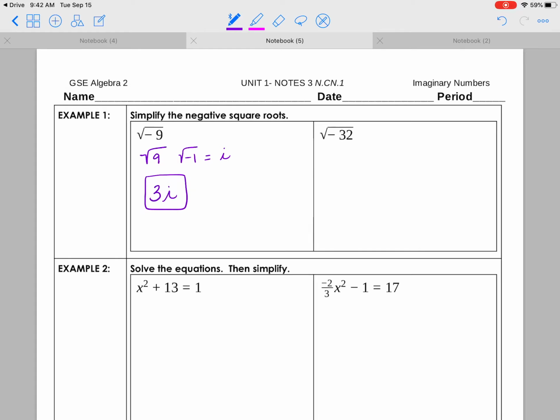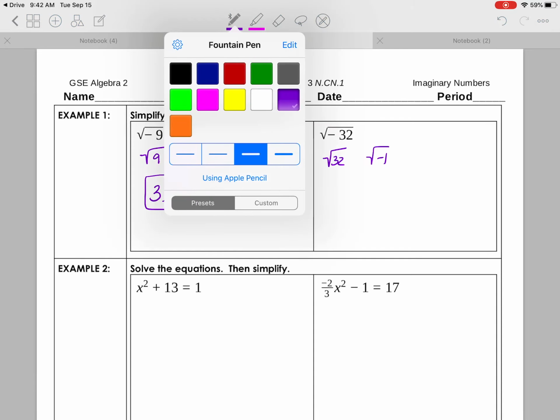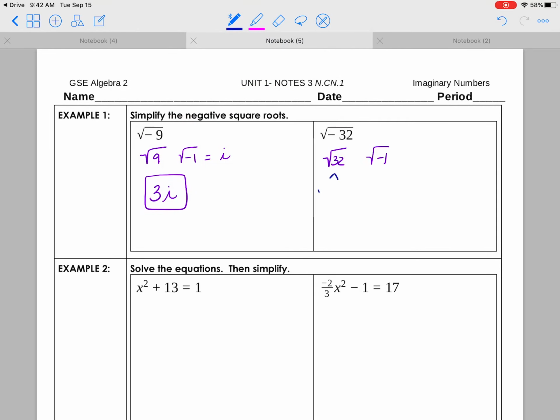Okay? Square root of -32. So I'm going to have the square root of 32 and the square root of -1. 32 is not a perfect square, but I can break it down. 16 times 2 is 32. The square root of 16 is 4, and then I have that square root of 2 that has to stay under. And then the square root of -1 is i.